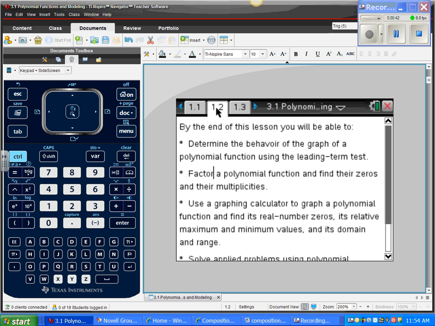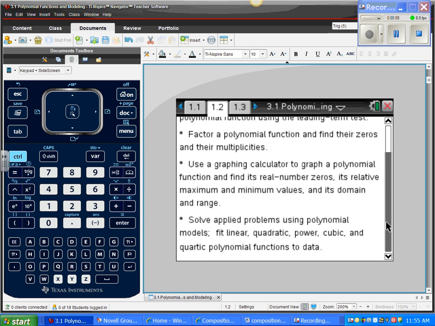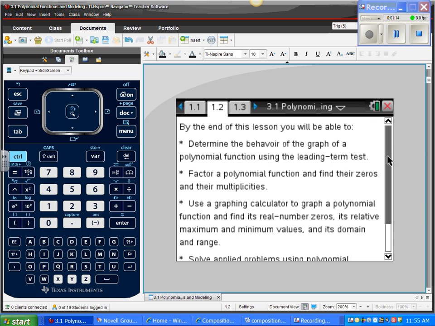You're going to be able to factor a polynomial function and find their zeros and their multiplicities. You're going to be able to use the calculator to graph a polynomial function and find its real number zeros, its relative maximum, minimum values, and its domain and range. And you're going to be able to solve applied problems using polynomial models. You're going to be able to fit linear, quadratic, power, cubic, and quadratic polynomial functions to data. A lot of this stuff you guys already know how to do, but we're going to put it in conjunction with other things that make it new material.